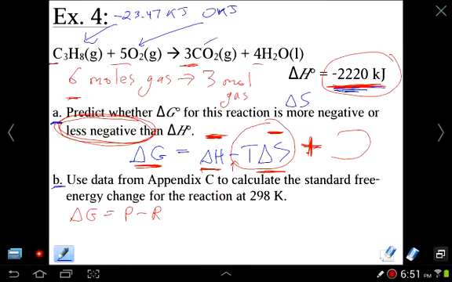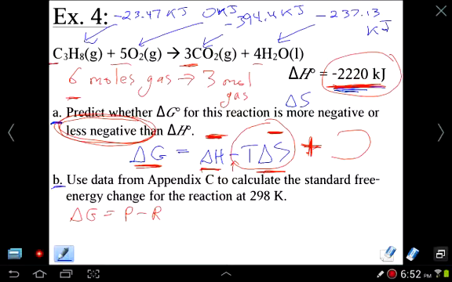For CO2, this value should be under carbon, negative 394.4 kilojoules. And finally, water should be under oxygen. Make sure you take liquid water. Keep track of the state symbols. Negative 237.13 kilojoules. So let's go ahead and add up the products and subtract the reactants.